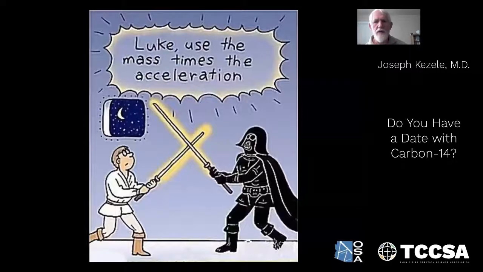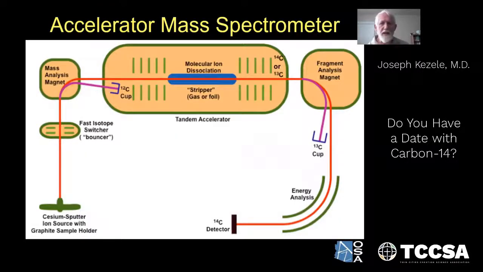So Luke, use the mass times the acceleration. Okay, in other words, that's the formula for force. Mass times acceleration is force. Use the force, Luke. So this accelerator mass spectrometer, as I said, has this huge 3 million electron volts of power to generate this incredibly strong electromagnetic field.